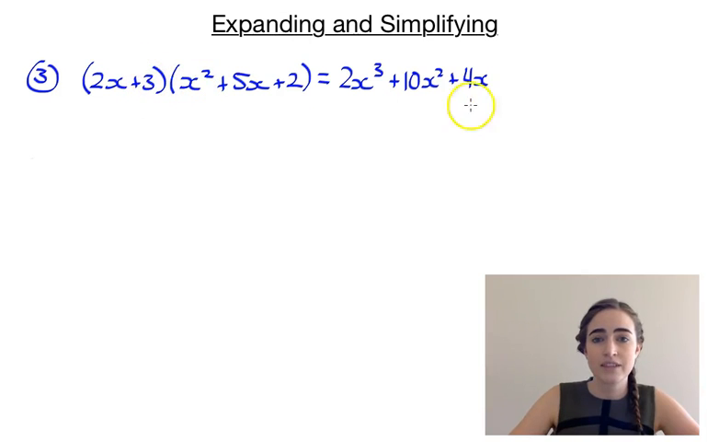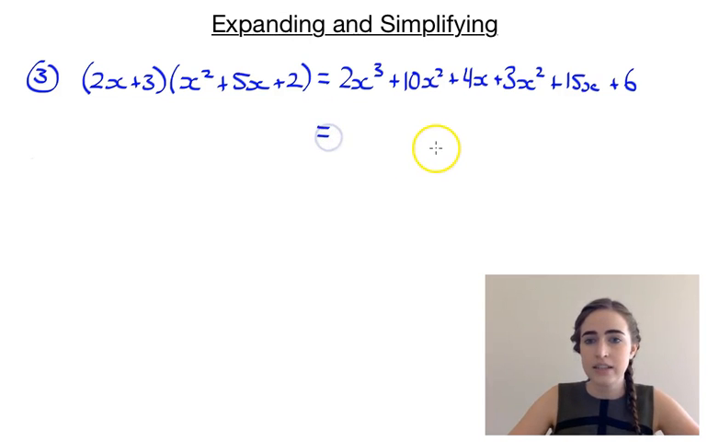So 3 times x squared would give us 3x squared. 3 times 5x would give us 15x. And 3 times 2 would give us a 6 on the end. So again, now we'll go through and collect like terms.